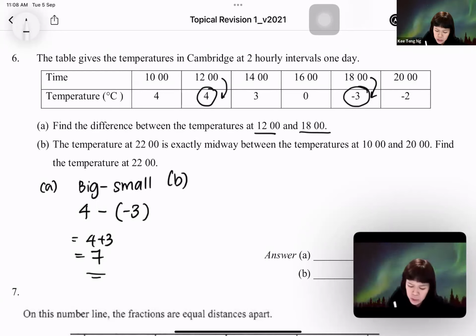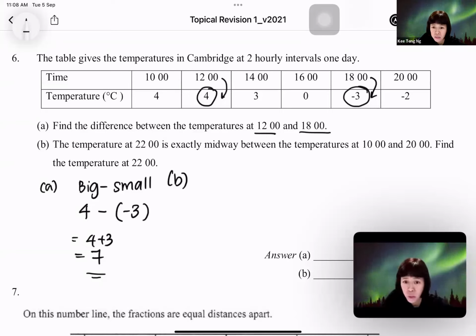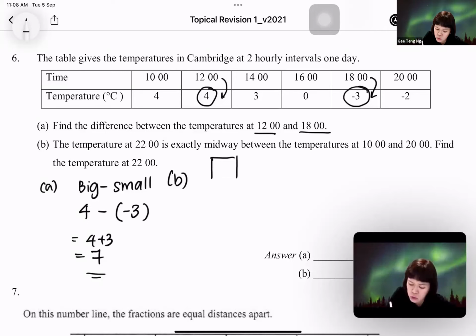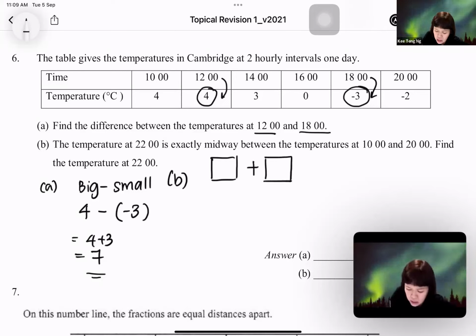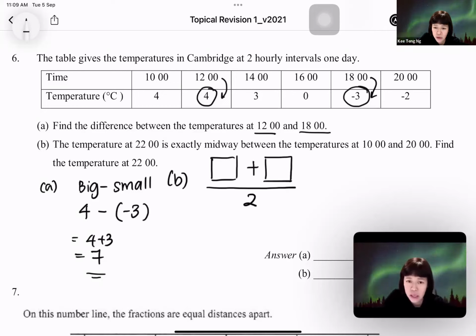The temperature at 2200 is exactly midway in between the two temperatures. How do I find a number that's in between two numbers? To find this number that's in between, I need to take the two numbers, add them together, and then divide by 2. Okay, you want to find a number that is exactly midway? Take the two numbers, add them together, then divide by 2.